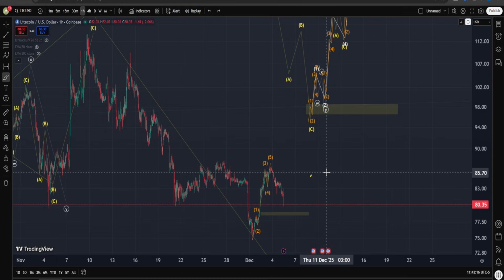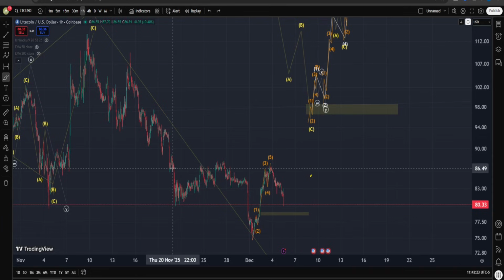Okay, in an ideal scenario, if the bottom is in, you want to see a very strong move off of these levels in Litecoin in order to get a break of the next line and confirm that yes, we are indeed having a head and shoulder structure.